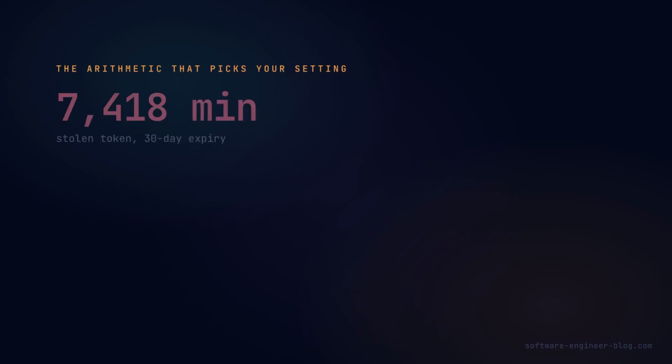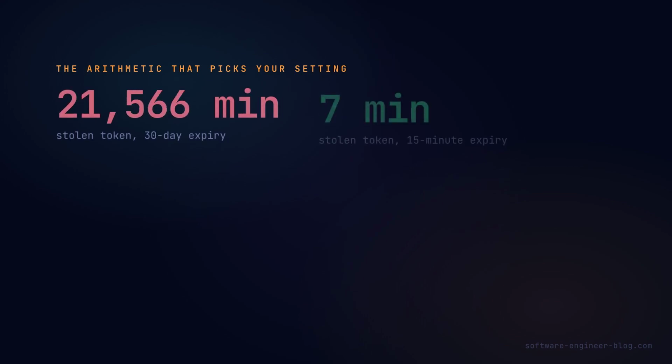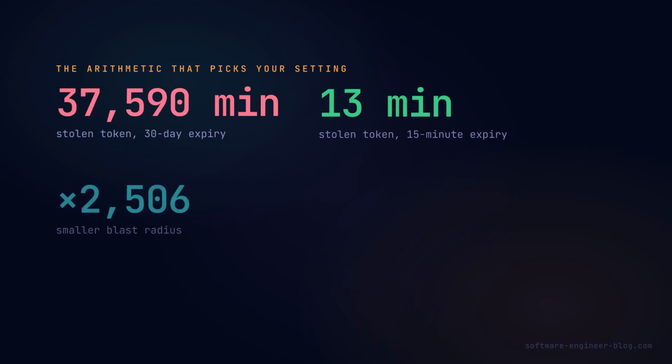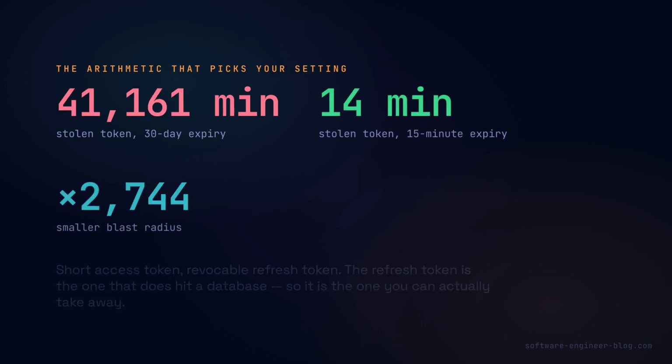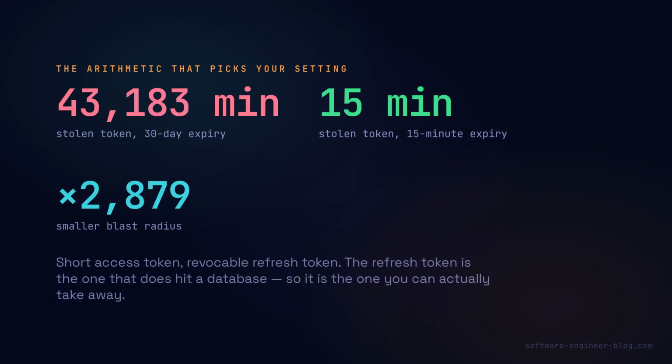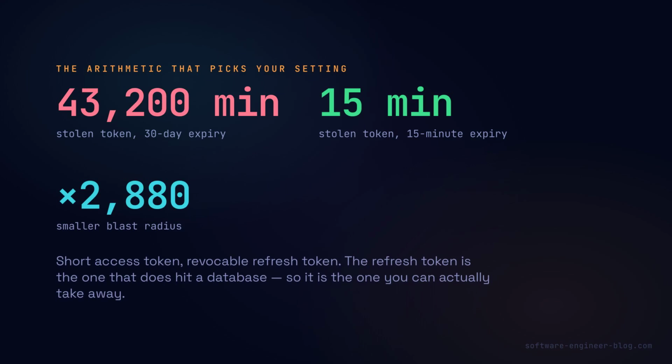And here is the arithmetic that decides your setting. If your access token lives for 30 days, then a stolen token is good for 30 days. If it lives for 15 minutes, your worst case is 15 minutes, and the refresh token that renews it is the piece you can actually revoke, because that one does hit a database. Short access token, revocable refresh token. That is the whole trade in one line.